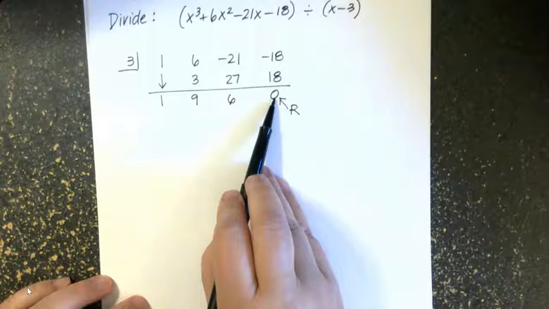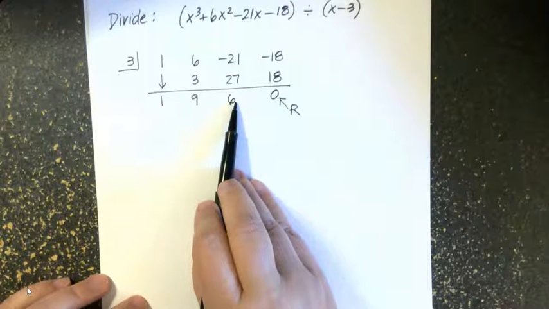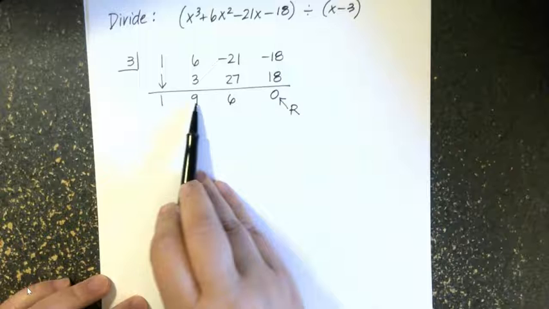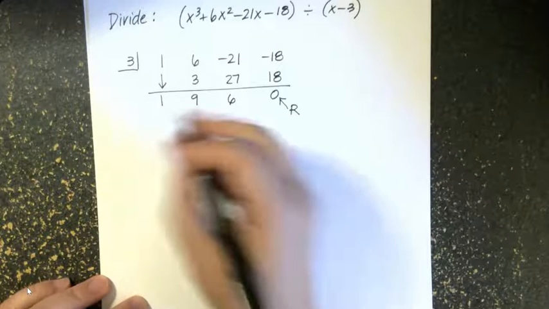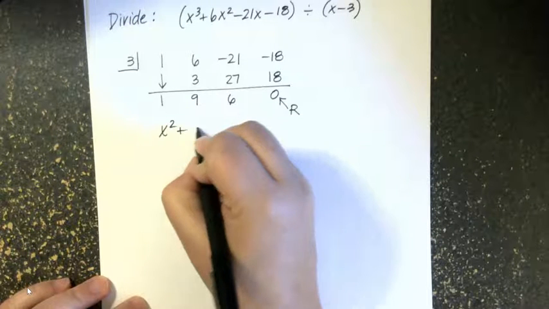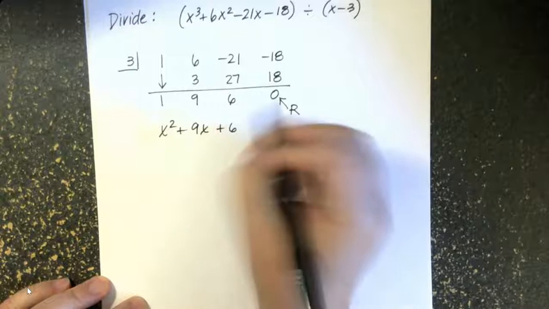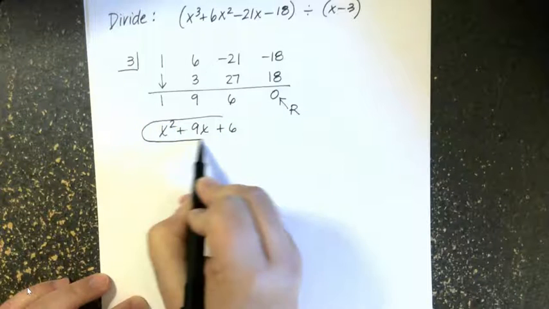So here's my remainder of 0. That means this is the constant term, the x to the 0 term, x to the 1, x to the 2. So my answer here is x squared plus 9x plus 6.